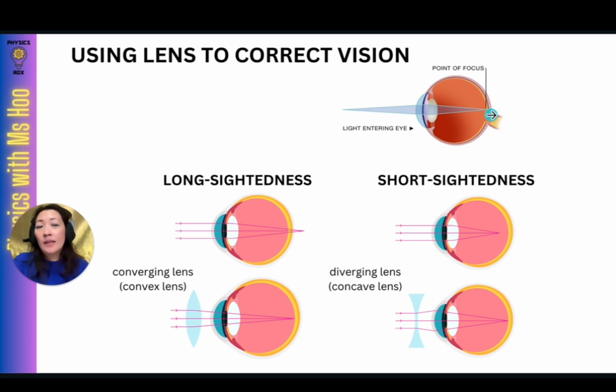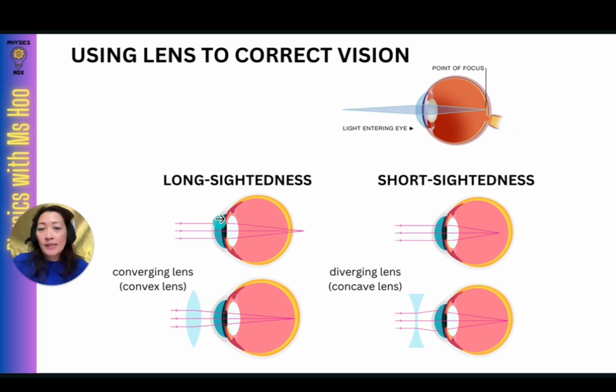In order to see a clear image, the light rays need to be focused towards the retina. However, as we know, not everyone has perfect eyesight. Some people may suffer from long-sightedness. Long-sightedness means that you can see objects far away clearly, but near objects, they can't see clearly. The reason is that the light rays that refract through the lens end up focusing behind the retina. Because they're not focused towards the retina, the image is not clear.